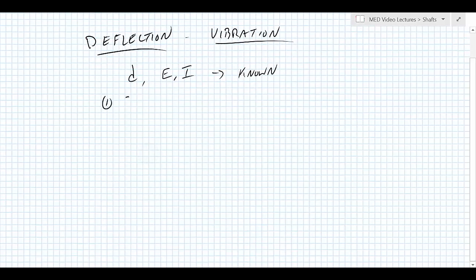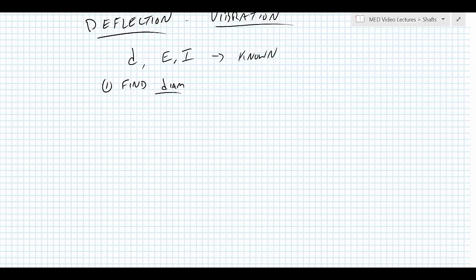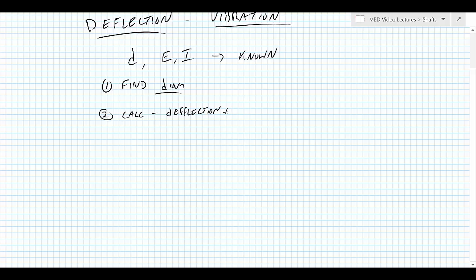So obviously first we have to find whatever diameter that we want from our previous process. We're going to calculate the deflection and slopes that are of concern to us. Those deflections and slopes are going to be the issues that may come up.